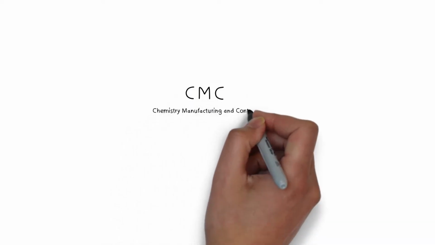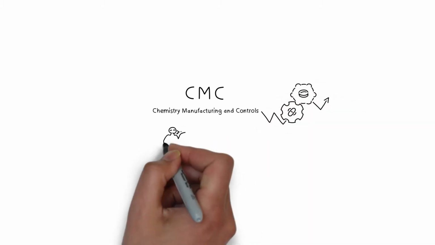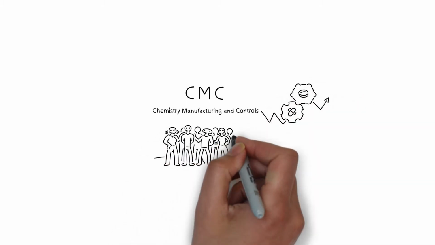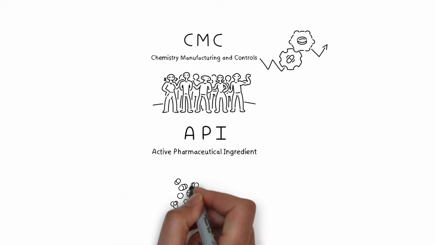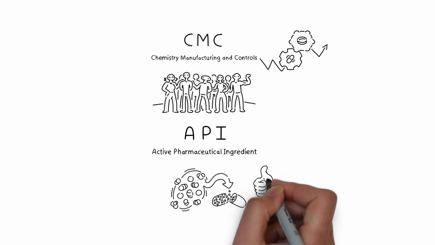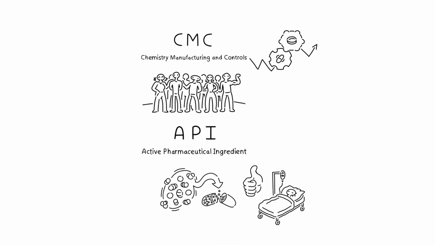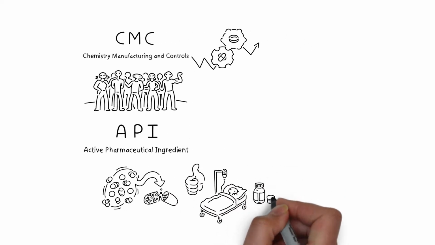Chemistry, manufacturing, and controls, or CMC, is a critical part of the drug development process. We work as a team to produce chemical matter, or the active pharmaceutical ingredient, and transform it into drug product that can be safely administered to patients as a solution, a suspension, a tablet, or a capsule.